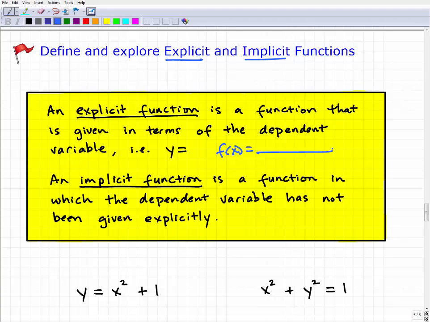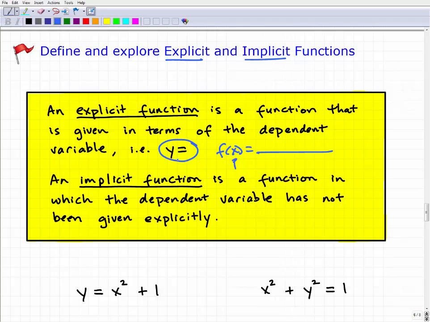We just said that this is a function, but functions can be written in two forms. They can either be written explicitly or they can be written implicitly. So let's talk about an implicit function. In your study of mathematics, you really haven't seen functions written in this manner too much. But an implicit function is a function in which the dependent variable, which is y, has not been given explicitly. In other words, y is dependent on what the value of x is.